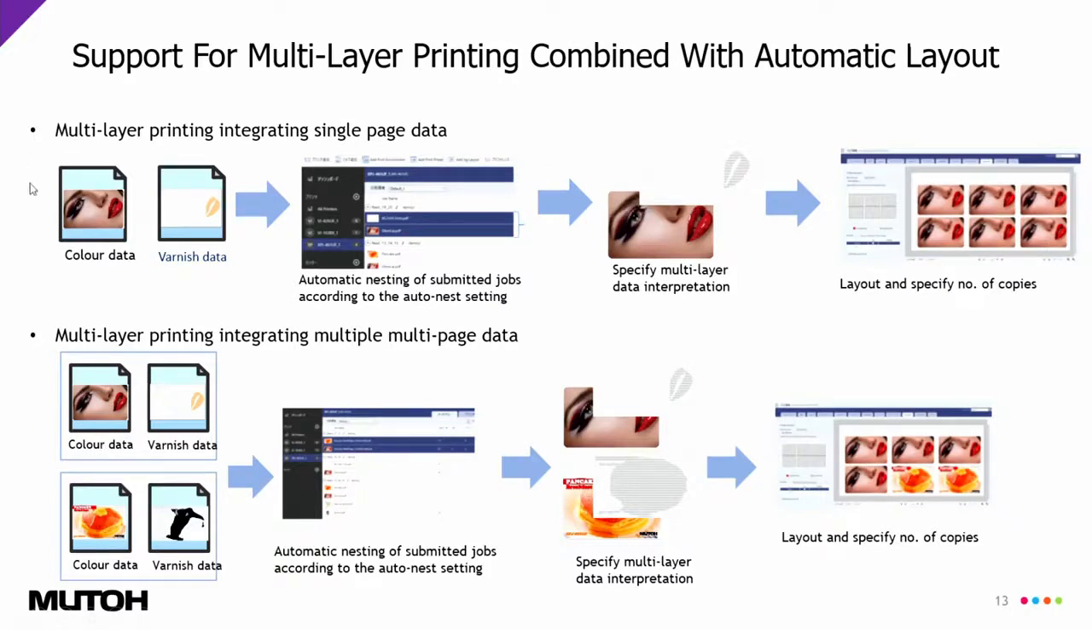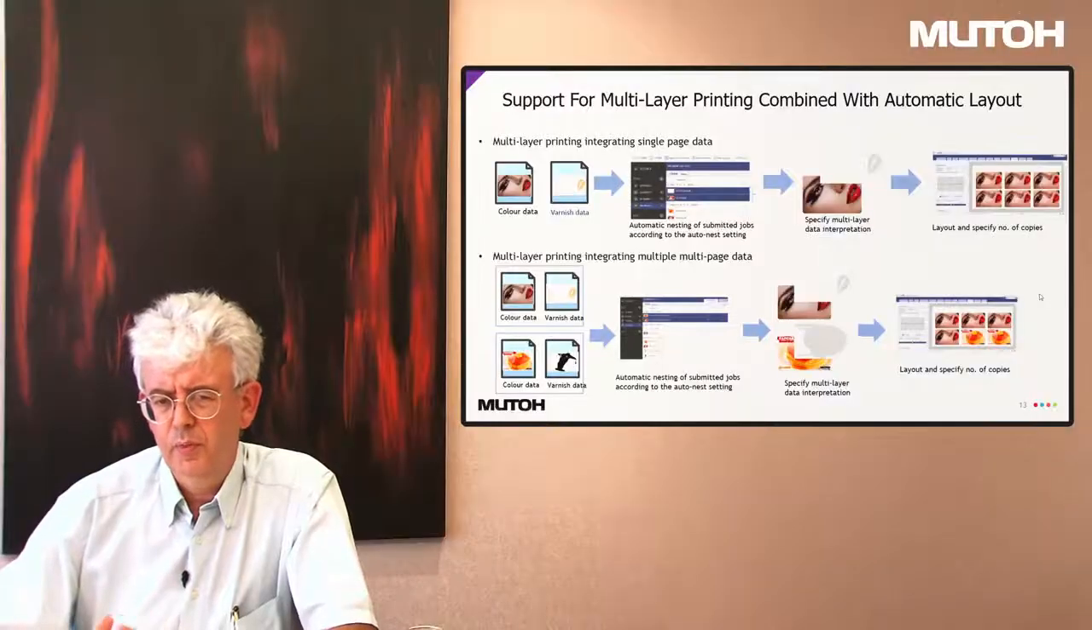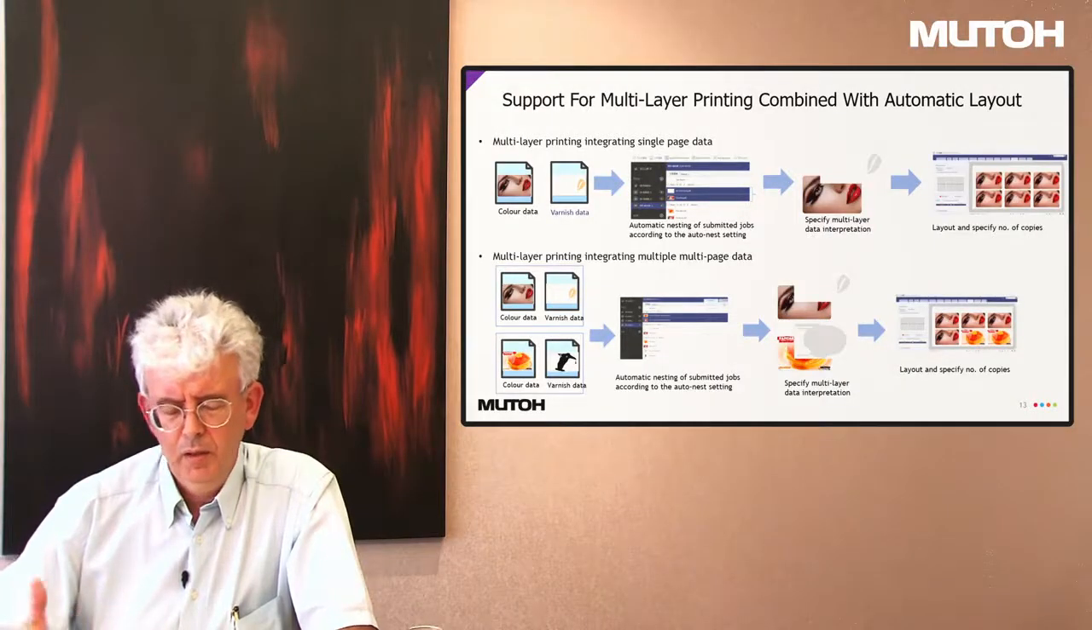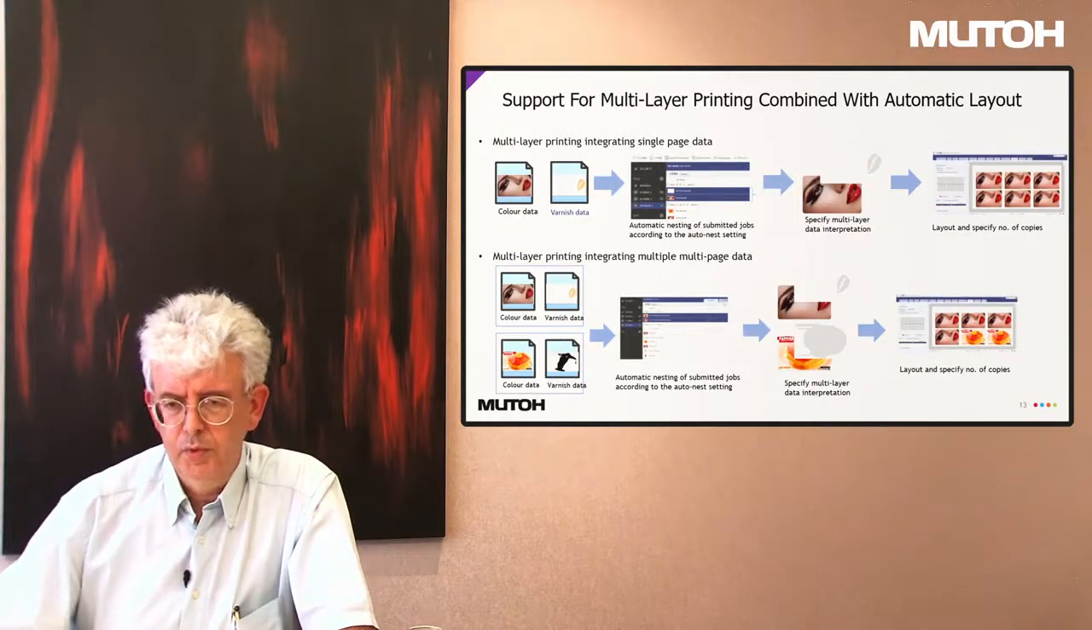And the combination of all of it is that you have multi-layer PDFs and you have multiple ones of those. Each one is a multi-page, so it means you have the data for the CMYK and the varnish, and another job again, CMYK and varnish, and you want multiple copies of the first one and the second one, and those also are automatically distributed.